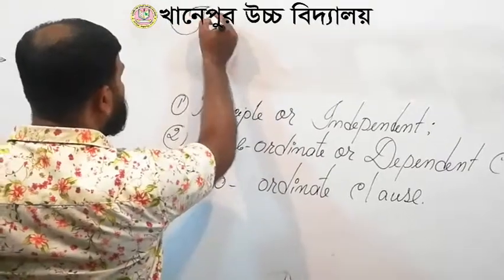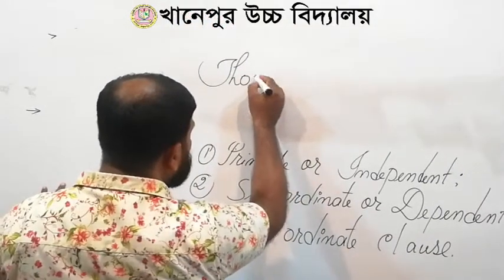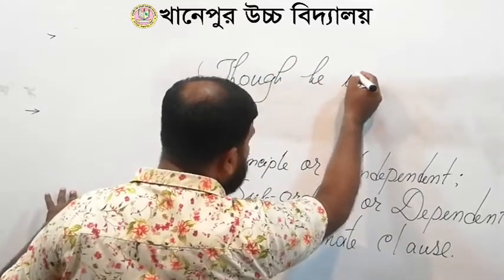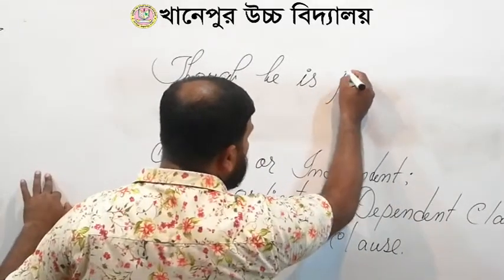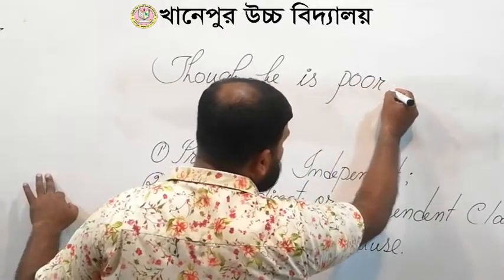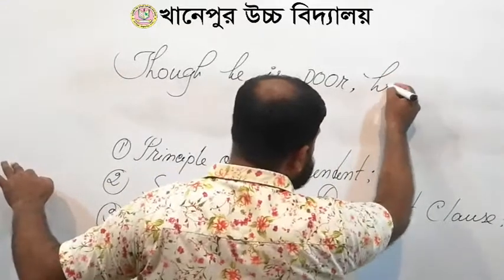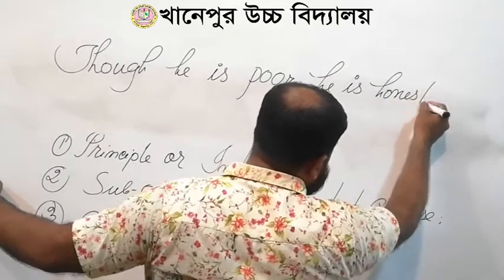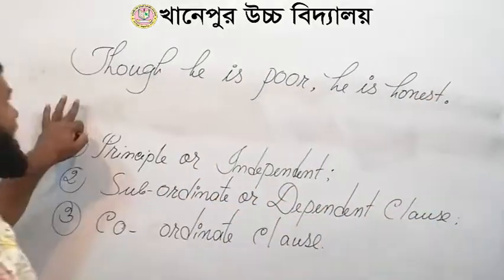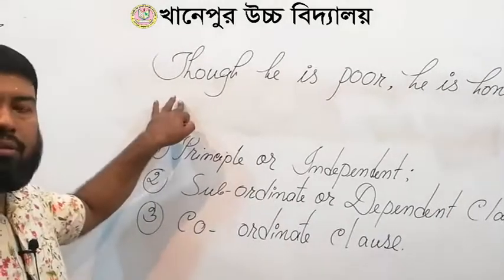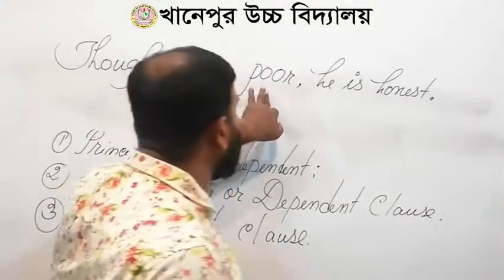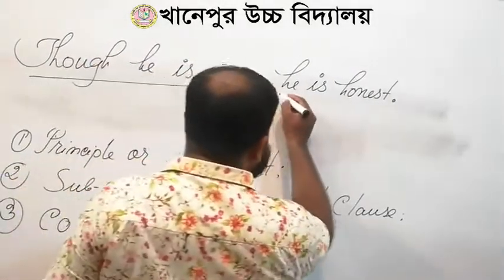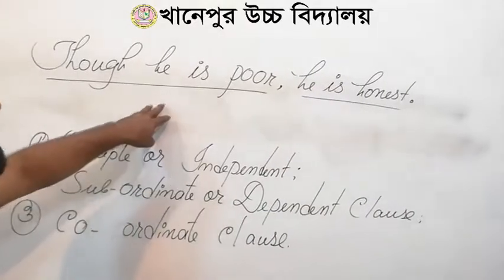Though he is poor, he is honest. My dear student, follow the example. Though he is poor, he is honest. There are two clauses in this sentence.